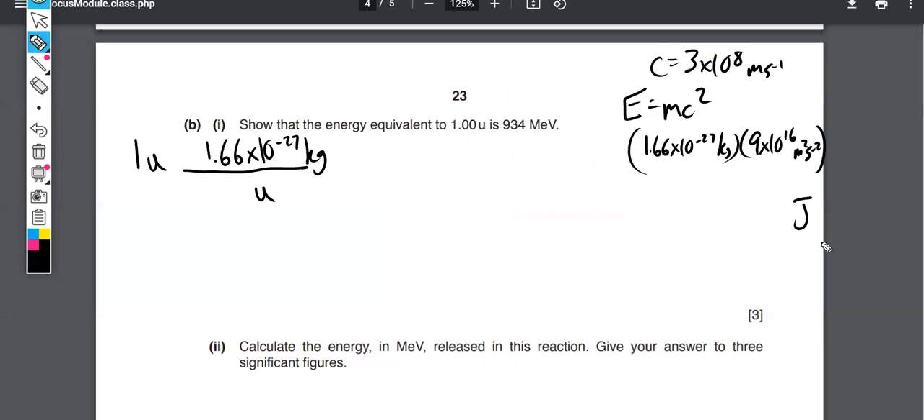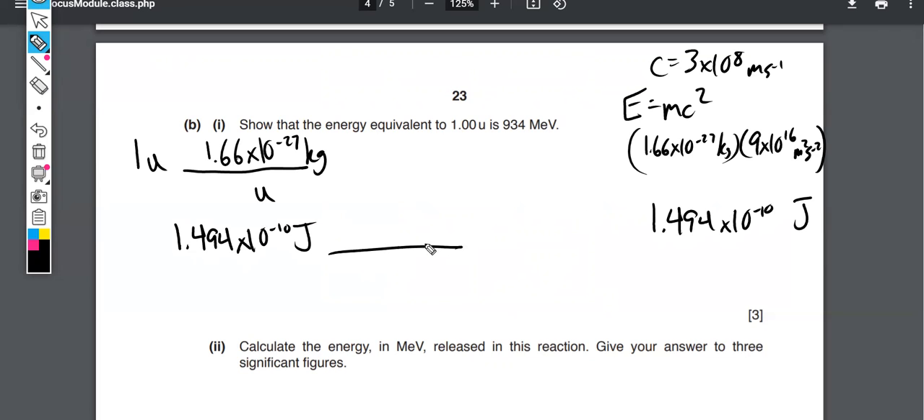All right. If you need a calculator to do that multiplication, go ahead and use one. I prefer to just use some mental math here. So let's see, 1.66 by 10 to the -27 times 9 by 10 to the 16 is, carry the 1, 1.494 by 10 to the -10 joules. Yeah, that's right. Check it in the calculator though. Sometimes this late in the day, my mental math fails me. And then we have to get that into electron volts.